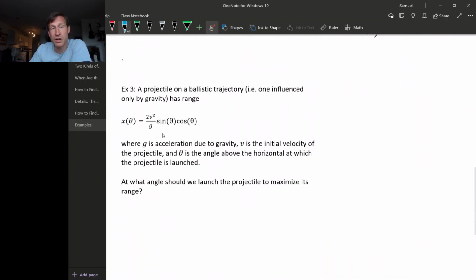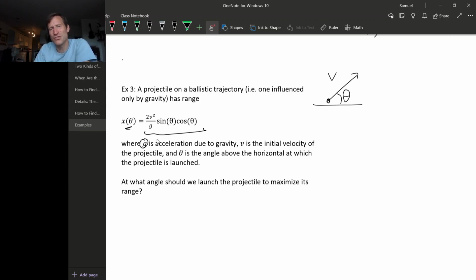All right, for one other example, let's suppose we have a projectile that we're launching on a ballistic trajectory, that is a trajectory that is only influenced by gravity. It turns out that if you fire your projectile with an initial velocity v and an angle to the horizontal that we'll call theta, the range of that projectile is given by this formula. And g here is acceleration due to gravity.